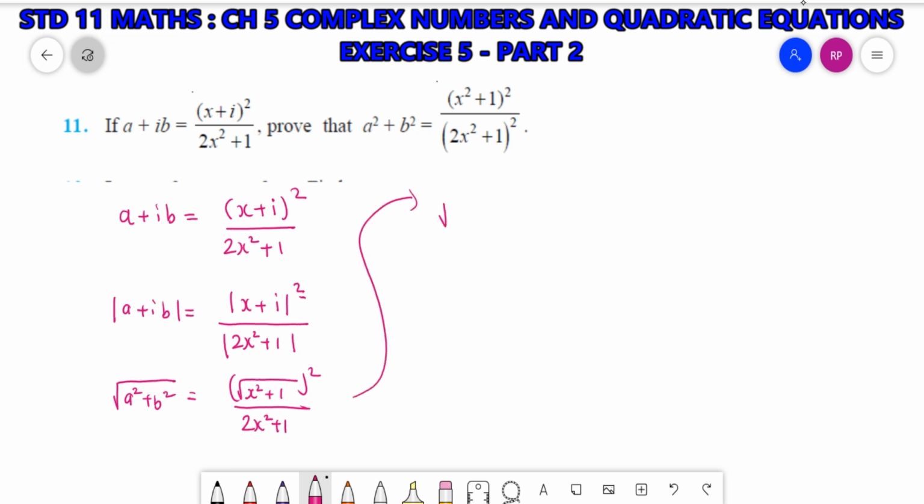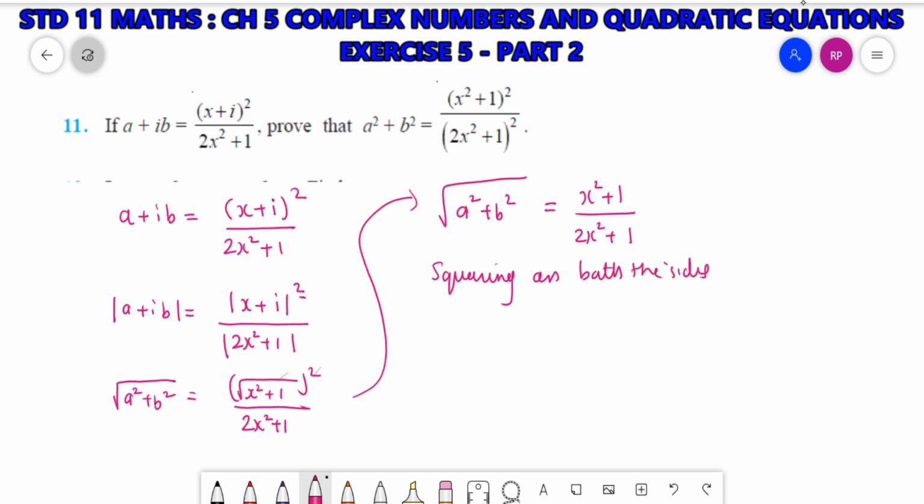Okay, so root of a square plus b square. Now here square root and square, so it will be x square plus 1 upon 2x square plus 1. Now squaring on both the sides, I will get a square plus b square, since square root and square eliminate, and here (x square plus 1) whole square upon (2x square plus 1) whole square. Okay, hence it is proved. This was about question number 11. Note it down.